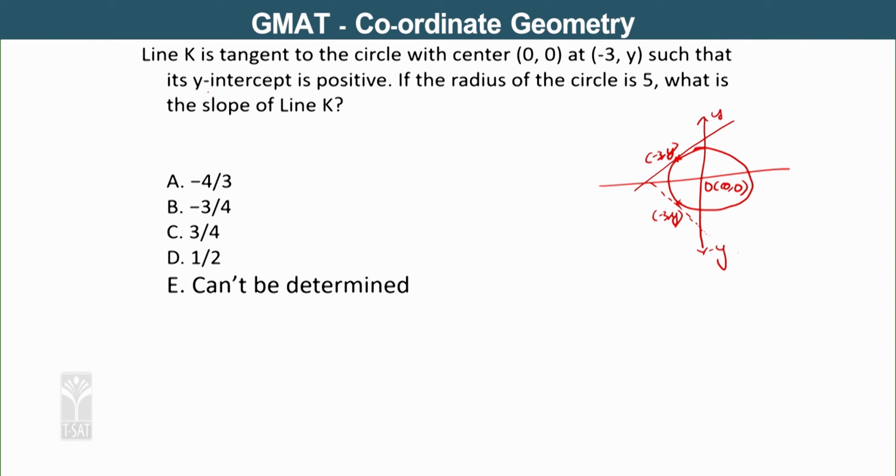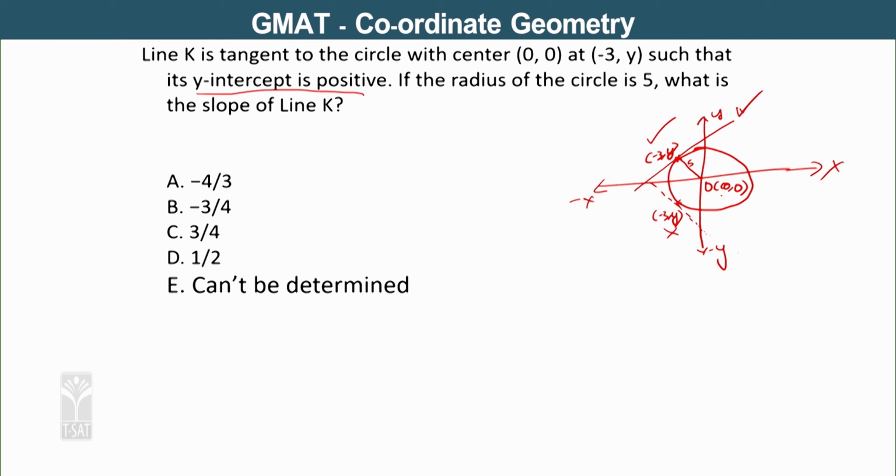Here the question is telling us that the y intercept is positive. So, therefore, this line is not possible. This is the line, y is positive and minus 3, y, the tangent line will be this. This will be a tangent line. Okay. They are telling us that the radius of the circle is 5 units. What is the slope of line K?